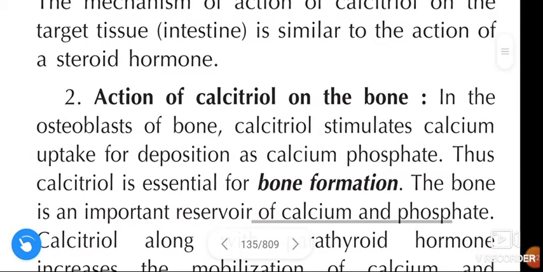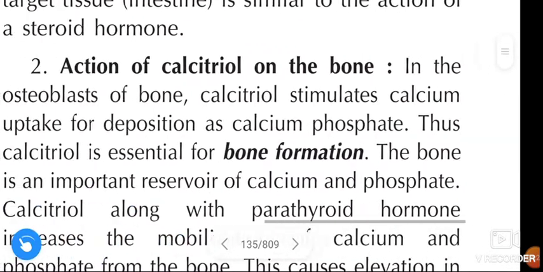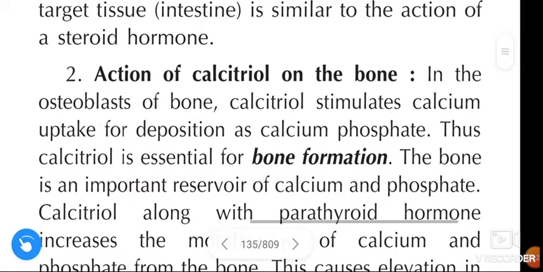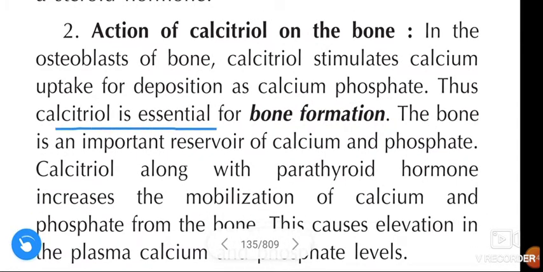Next, action of calcitriol on bone. The second biochemical function of vitamin D is action of calcitriol on the bone. In the osteoblast of bone, calcitriol stimulates the calcium uptake for deposition as calcium phosphate. Thus, calcitriol is essential for bone formation.